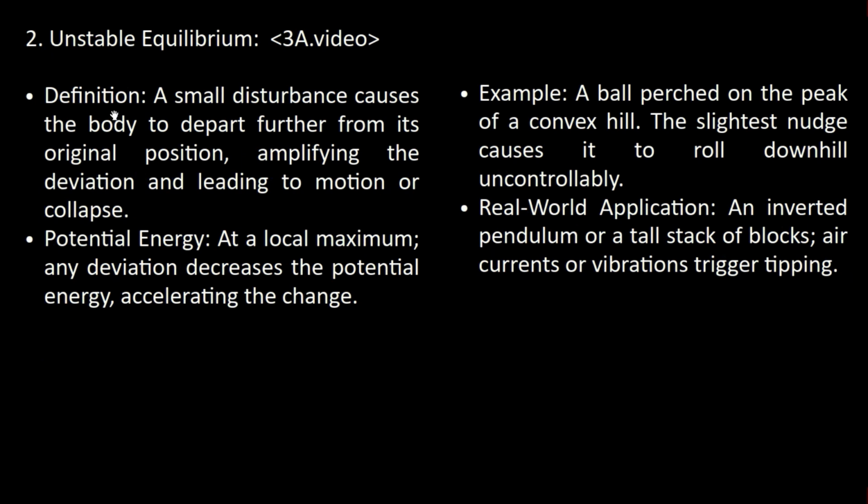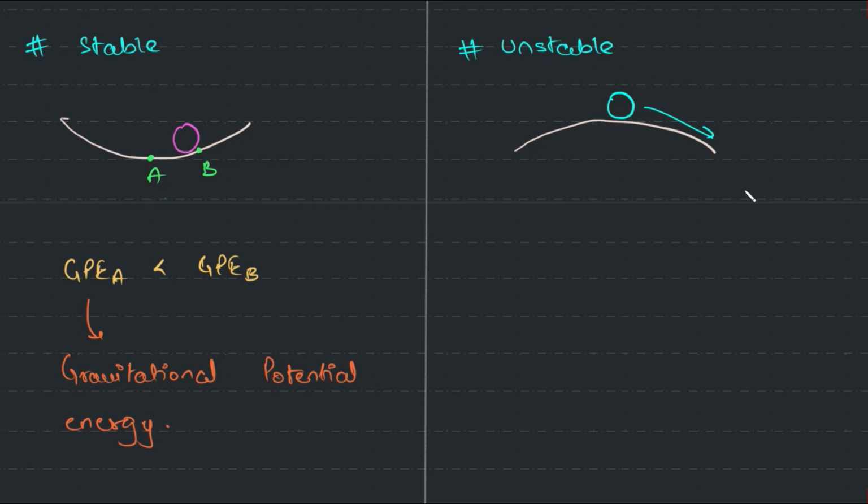While in unstable equilibrium, as in definition, a small disturbance causes the body to depart further from its original position. That makes sense, right? If I push it a bit, it'll go running. By chance, if I am able to keep it on the top and it's sitting over there, a small push and it will destabilize it. So basically, if we talk about the gravitational potential energy over here, the gravitational potential energy at A is greater than B. Okay, so a small push will make it run away.